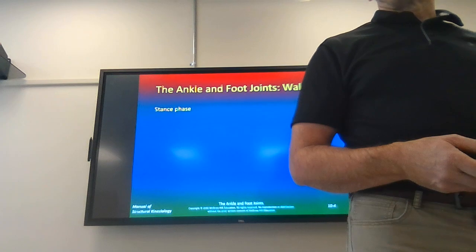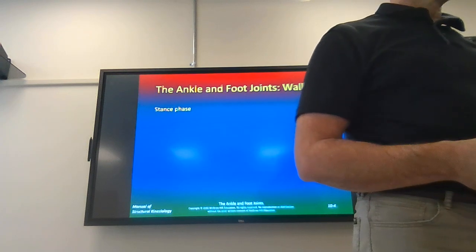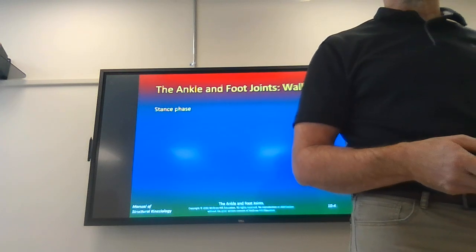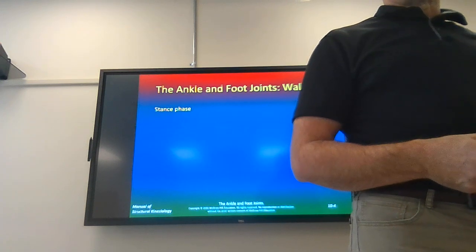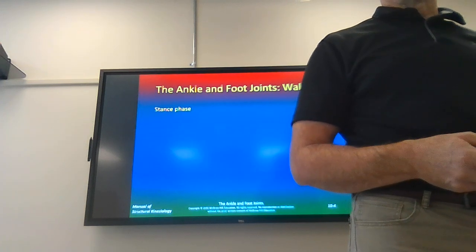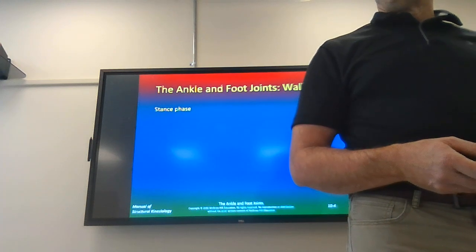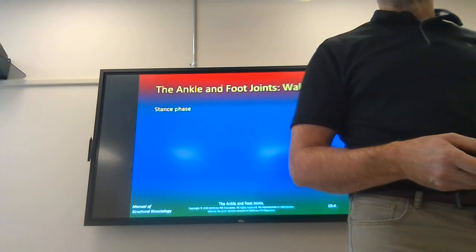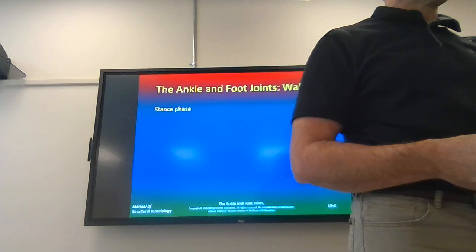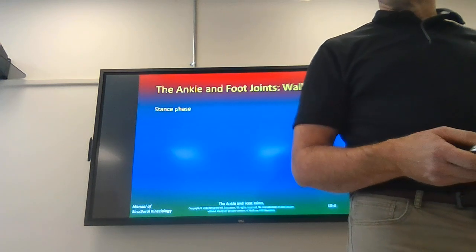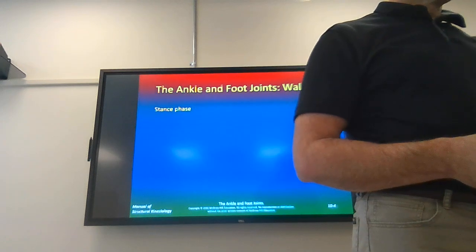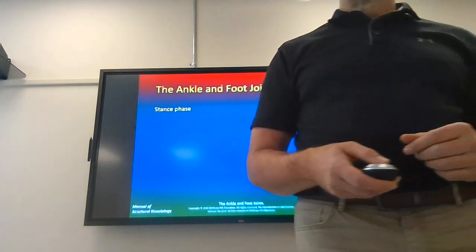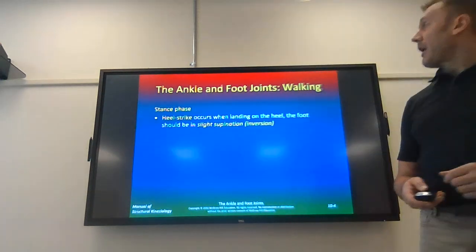The gait can be classified into 2 parts. So there's the stance phase and the swing phase. So every time you take a step while walking, you'll go through a load bearing phase where the foot is in contact with the ground. That's the stance. And then you go through another phase where the foot is off the ground. That's the swing phase, so coming forward to contact the ground again.